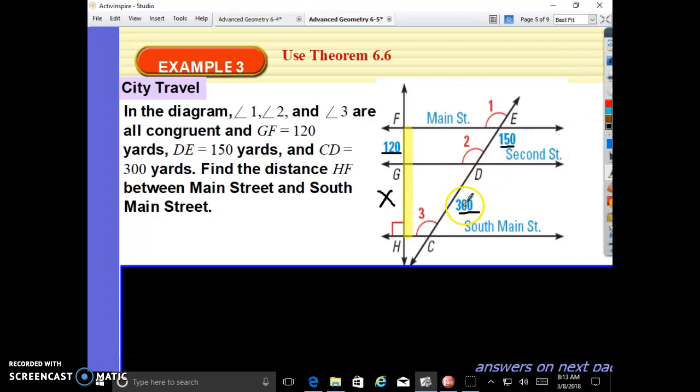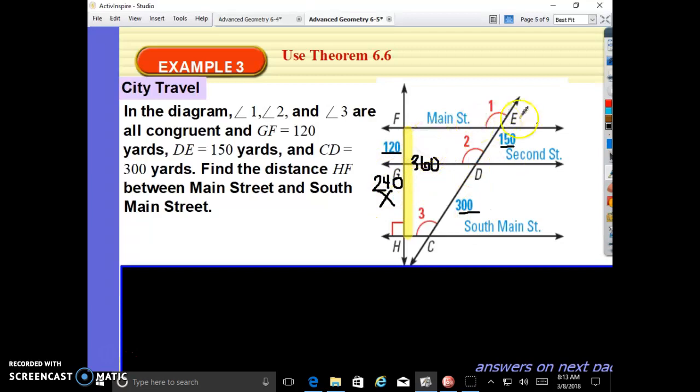150 is to 300 as 120 is to what? Without even setting up my proportion, you might notice that 150 times 2 is 300, and 120 times 2 is 240. So this whole length would be 240 plus 120, which is 360.